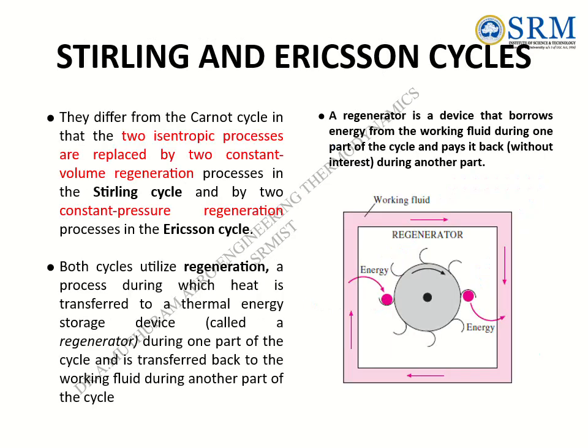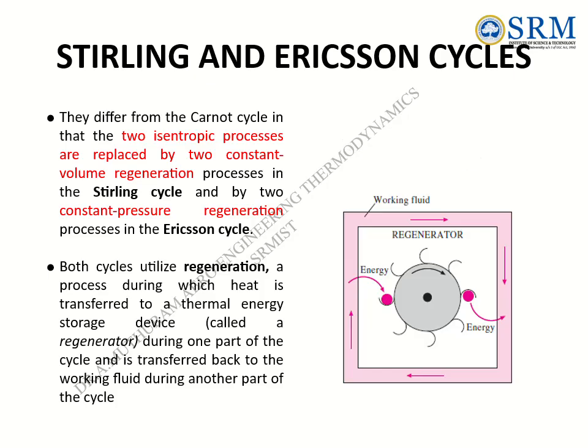Stirling and Ericsson cycles both involve heat addition and rejection at constant temperature, and both borrow energy from the working fluid during one part of the cycle by two constant volume regeneration processes in the Stirling cycle and by two constant pressure regeneration processes in the Ericsson cycle. Both cycles utilize regeneration, a process during which heat is transferred to a thermal energy storage device, called a regenerator, during one part of the cycle and is transferred back to the working fluid during another part of the cycle.